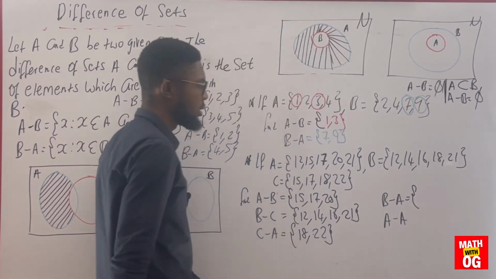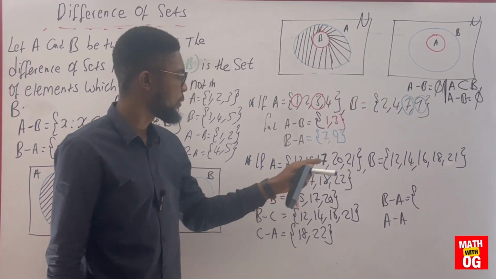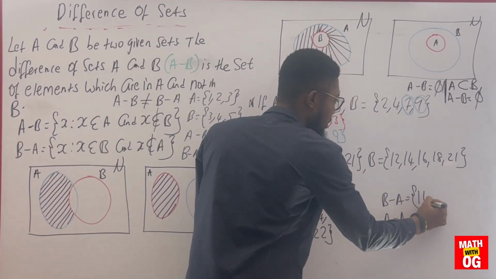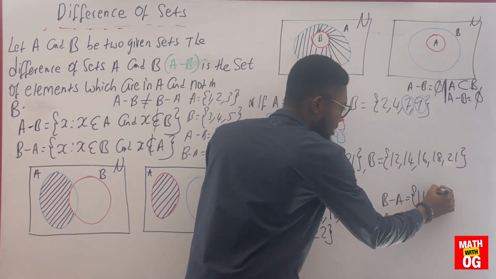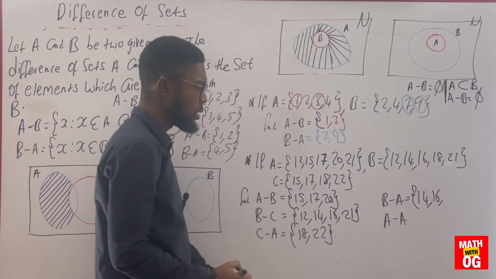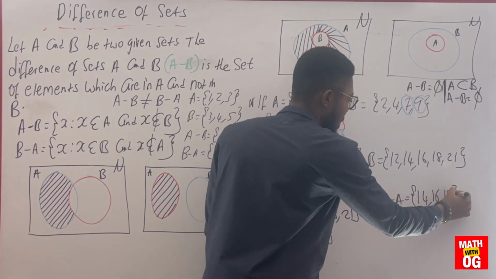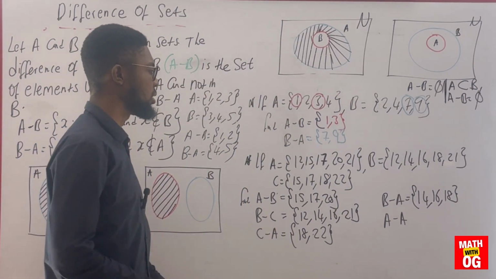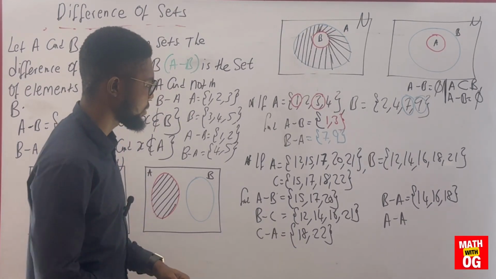Now B minus A, 12, you have a 12. 14 in B, no 14 in A, you have a 14 here. 16 in B, no 16 in A, you have a 16. 18 in B, no 18 in A, so you have 18. 21 in B, there's a 21 in A, so we are going to ignore that.